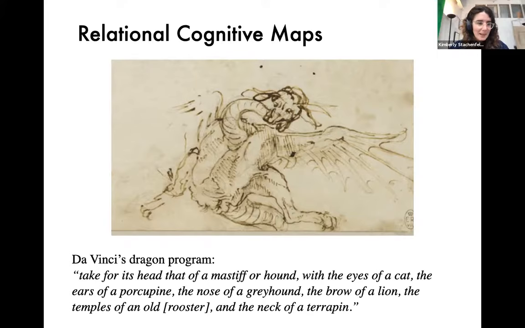and he accompanied it by this really delightful recipe for generating dragons. You take for its head that of a mastiff or a hound, eyes of a cat, ears of a porcupine, et cetera, all of these different animal parts. You separate them from their natural context and you recombine them according to the statistics of how these parts should relate to each other. You know, noses and faces relate to each other in a systematic way. You could take a particular nose and a particularly different face and recombine them using this kind of relational logic.